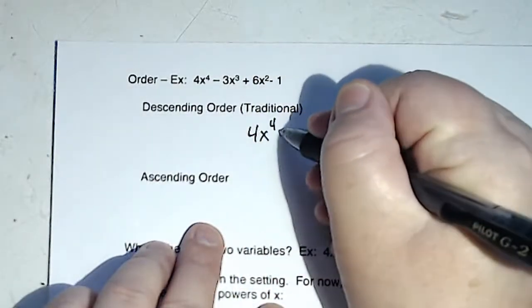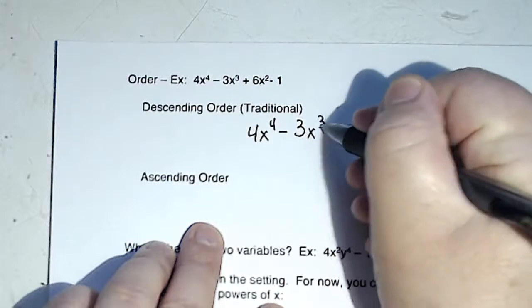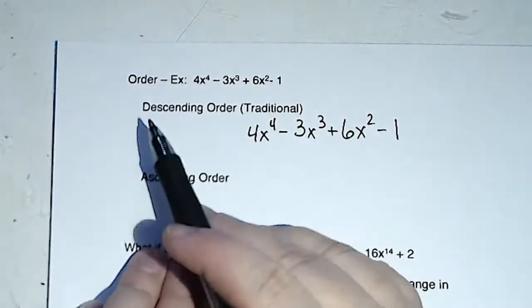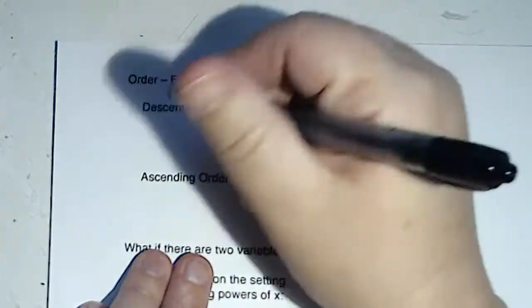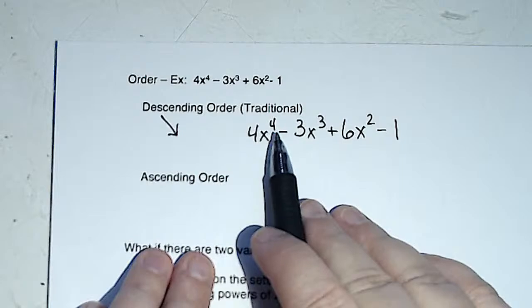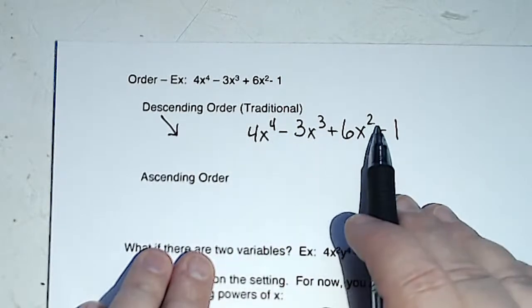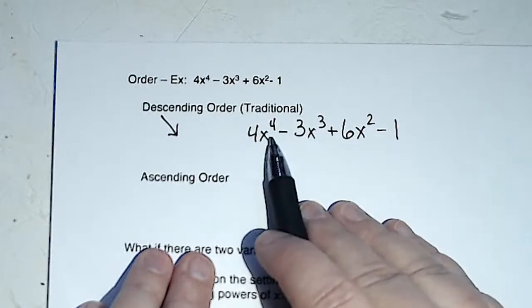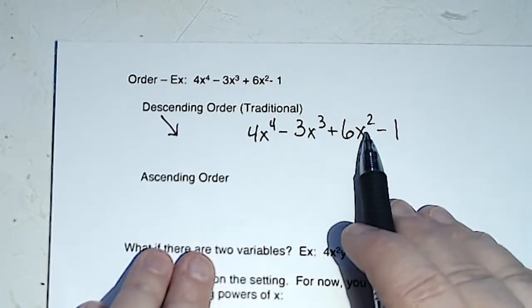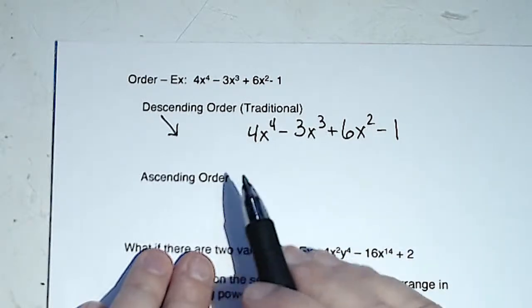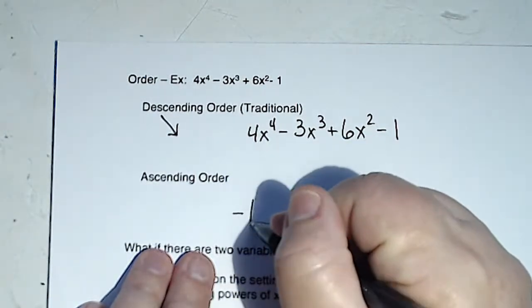So 4x to the 4th minus 3x cubed plus 6x squared minus 1. This is called descending order, in other words going down, because I started with the highest power and then wrote them in order of their powers, their degrees, their exponents: 4th degree, 3rd degree, 2nd degree, 0. Ascending order would be a little bit different. It would look like this.